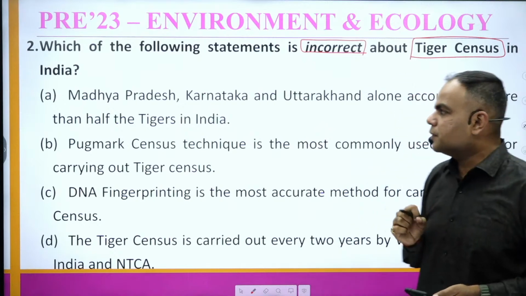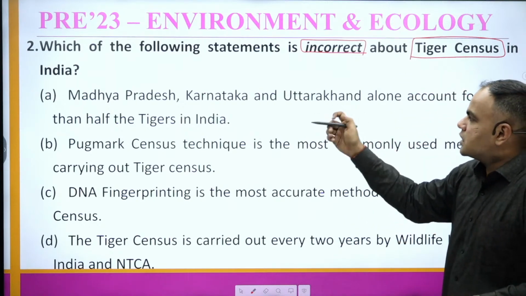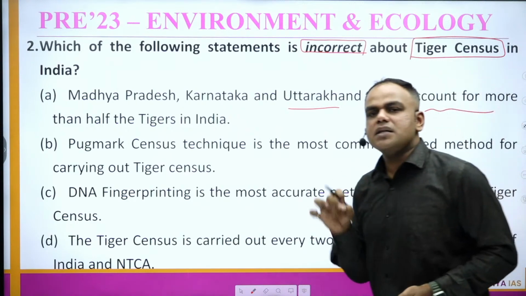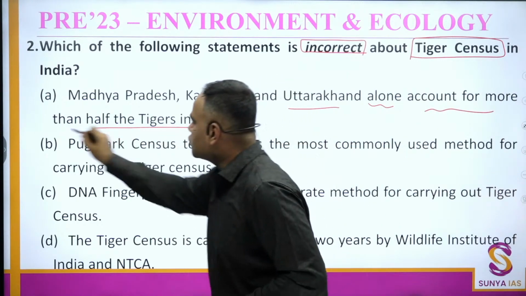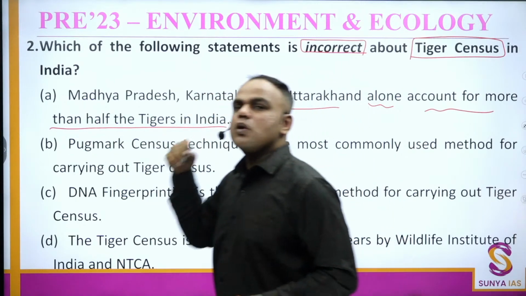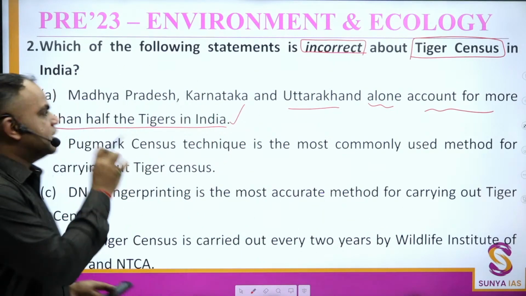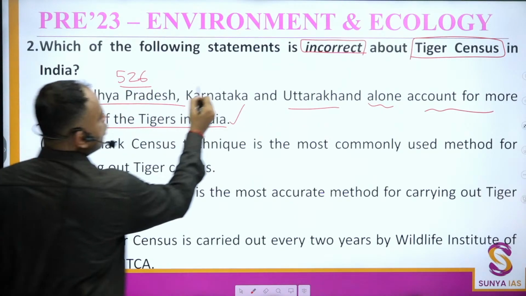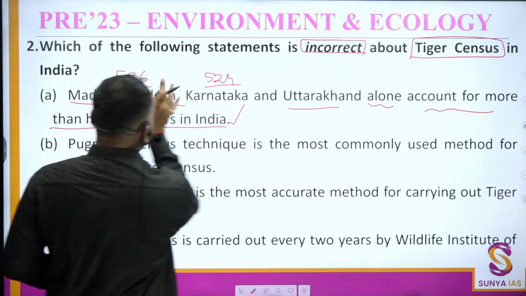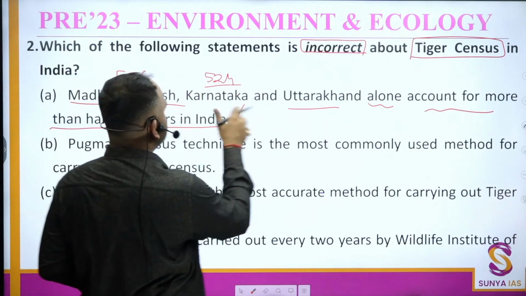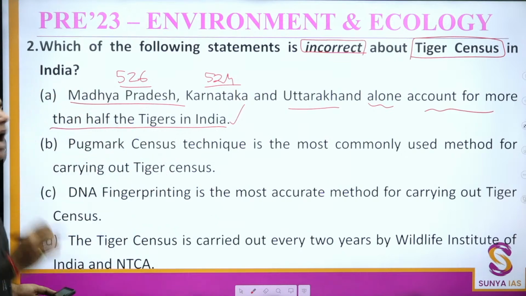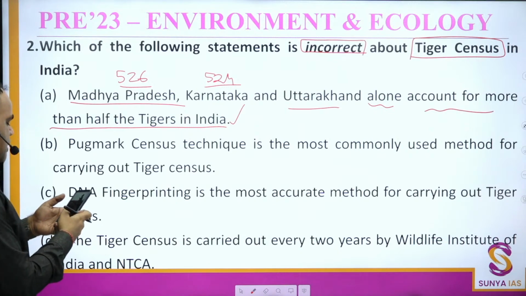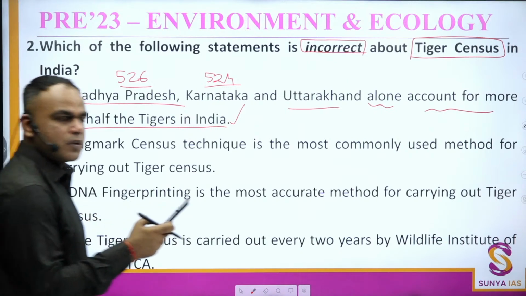incorrect. Alright. First statement: Madhya Pradesh, Karnataka and Uttarakhand alone account for more than half of the tigers in India. This part is actually true. In fact, if we go to the tiger census of 2018, maximum tigers were in Madhya Pradesh, followed by Karnataka. So if you combine Madhya Pradesh, Karnataka and Uttarakhand, this alone accounts for more than half of the tigers in India. True. Okay. Abhishek, I think I told you the first answer was D. All the 4 statements were correct.